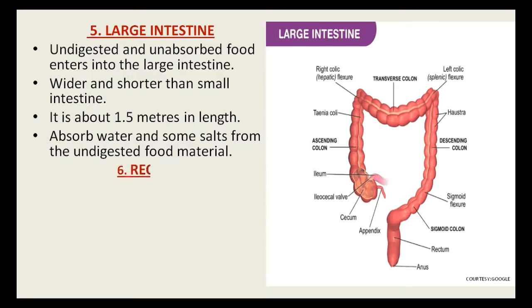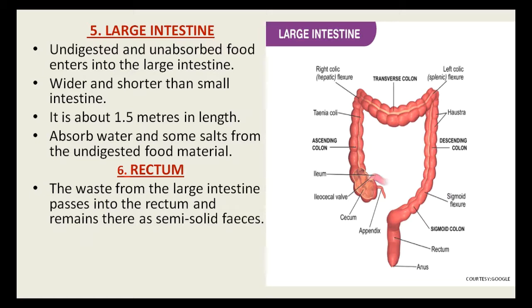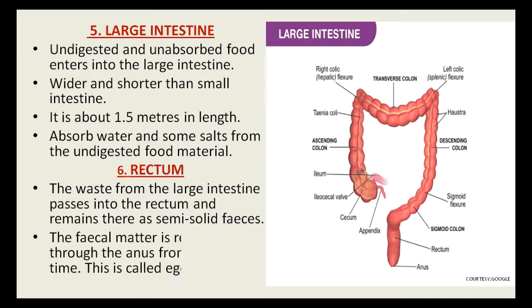The sixth one is the rectum. The waste from the large intestine passes into the rectum and remains there as semi-solid feces. The fecal matter is removed through the anus from time to time. This is called egestion.